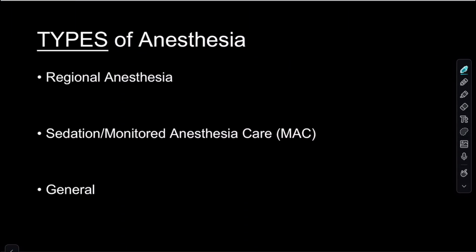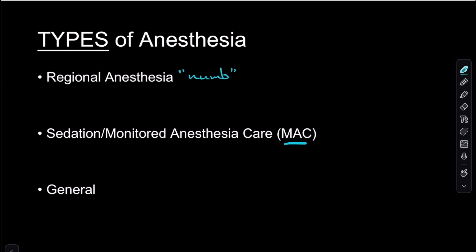So there's 3 different types of anesthesia: regional anesthesia, sedation / monitored anesthesia care, which you'll commonly hear referred to as MAC, and then general anesthesia. To me, sedation / monitored anesthesia care, these two are kind of a continuum, so we'll discuss those together. But before that, we'll discuss regional anesthesia. So regional anesthesia is a technique that places local anesthesia next to nerves to just numb the nerves.